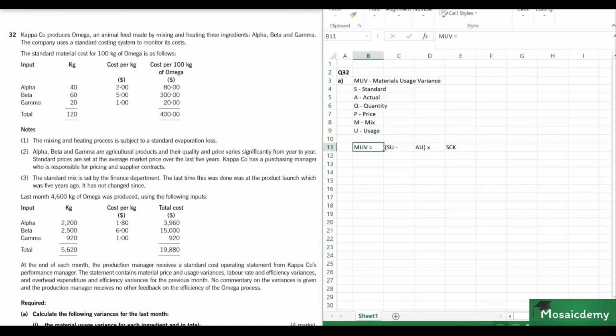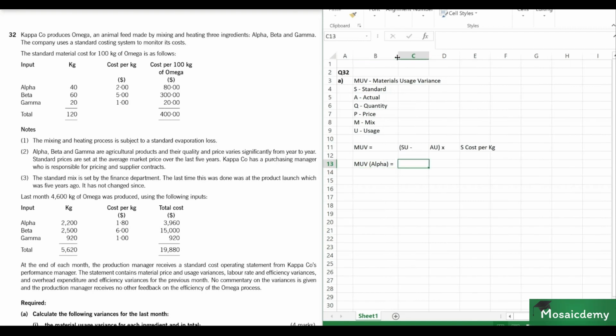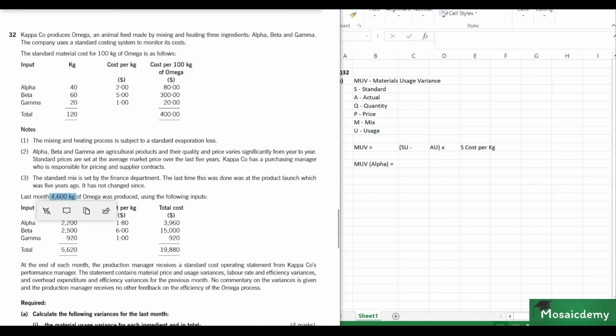Okay, so C is cost, and let's just write that down fully: standard cost per kg. Material usage variance for alpha is equal to, and then we'll put our numbers in. So standard usage is always calculated by taking the actual number of units into the standard kgs per unit. Like we said, 4,600 kgs produced and 100 kgs per unit means there's effectively 46 units being produced, and each unit of alpha will have a standard usage of 40 kg.